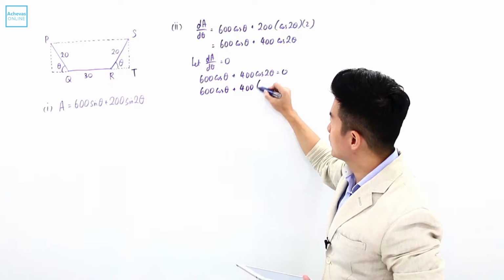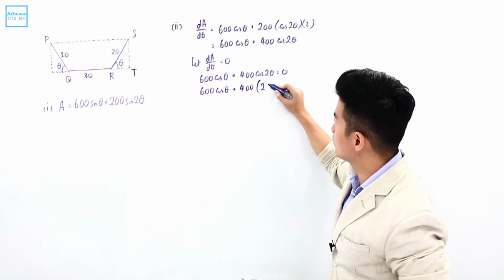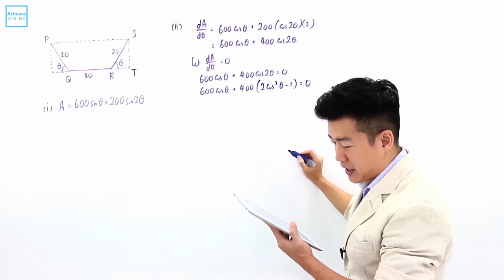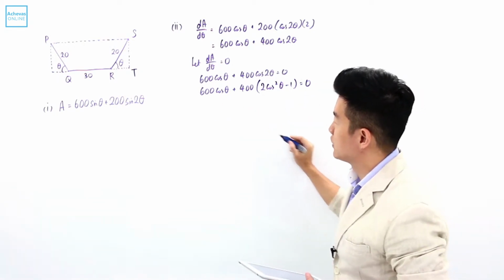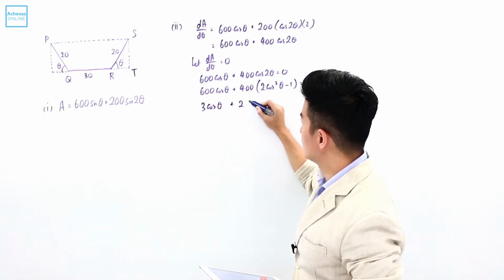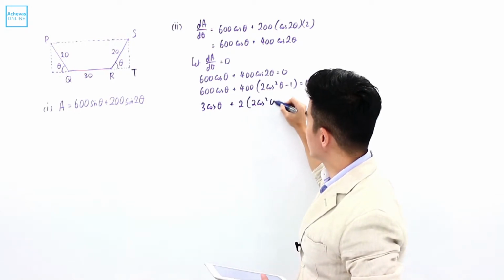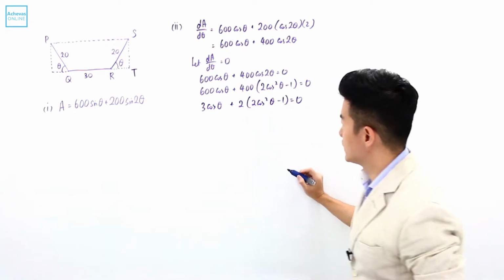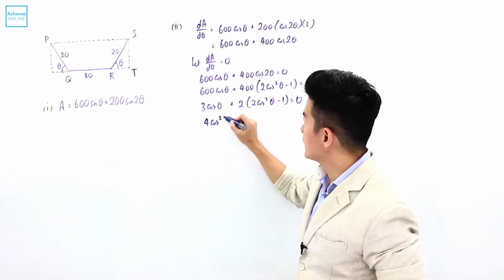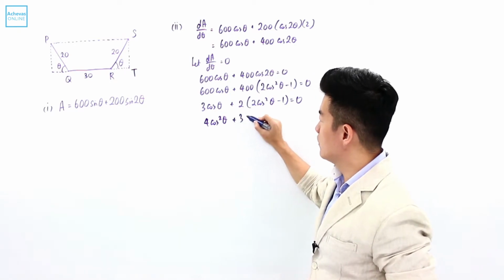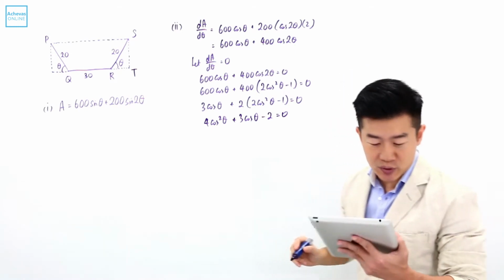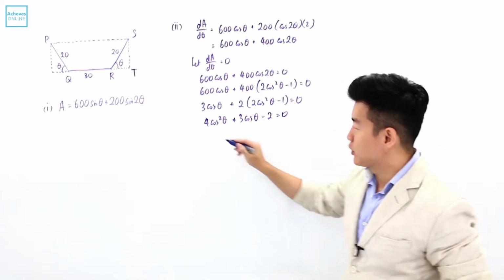I'm going to make use of a trigonometric identity to change cosine 2θ to 2 cosine squared θ minus 1. So 600 cosine θ plus 400 of (2 cosine squared θ minus 1) is equal to 0. If I divide throughout by 200, this gives me 3 cosine θ plus 2 of (2 cosine squared θ minus 1) is equal to 0. Expanding, it will give me 4 cosine squared θ plus 3 cosine θ minus 2 is equal to 0.